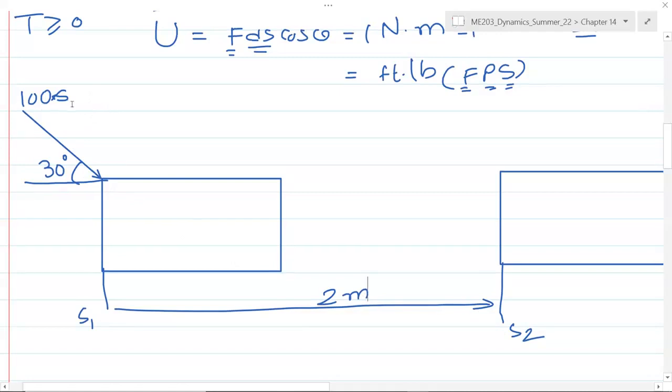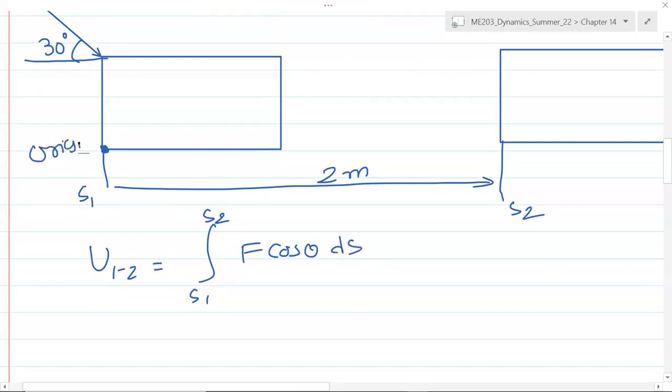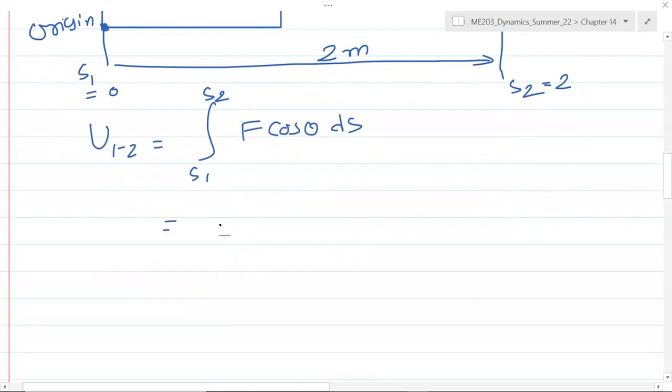Now, because the force is not constant, we need to use the integral sign. So U12, the work done by the applied force F going from 1 to 2, is the integral from S1 to S2 of F cosine theta ds. Now, if we define this point as the origin, that means S1 is 0 and S2 is 2 meters. Then we can substitute the limits of the integral, 0 to 2 meters. F is 100 s, cosine 30, ds.